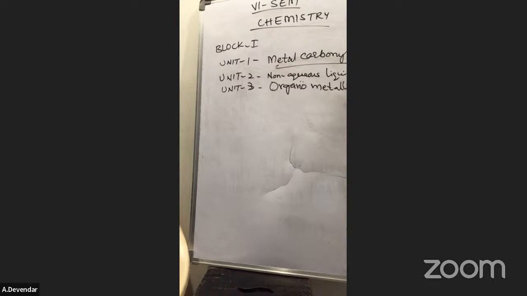Sigma bonded compounds are also there. The examples of sigma bonded compounds are trimethyl stannous chloride and dimethyl silicon chloride. Pi bonded organometallics are very important. The example is cyclopentadienyl iron. It is very important, and sometimes it is asked separately as a question. It is a pi bonded organometallic compound.